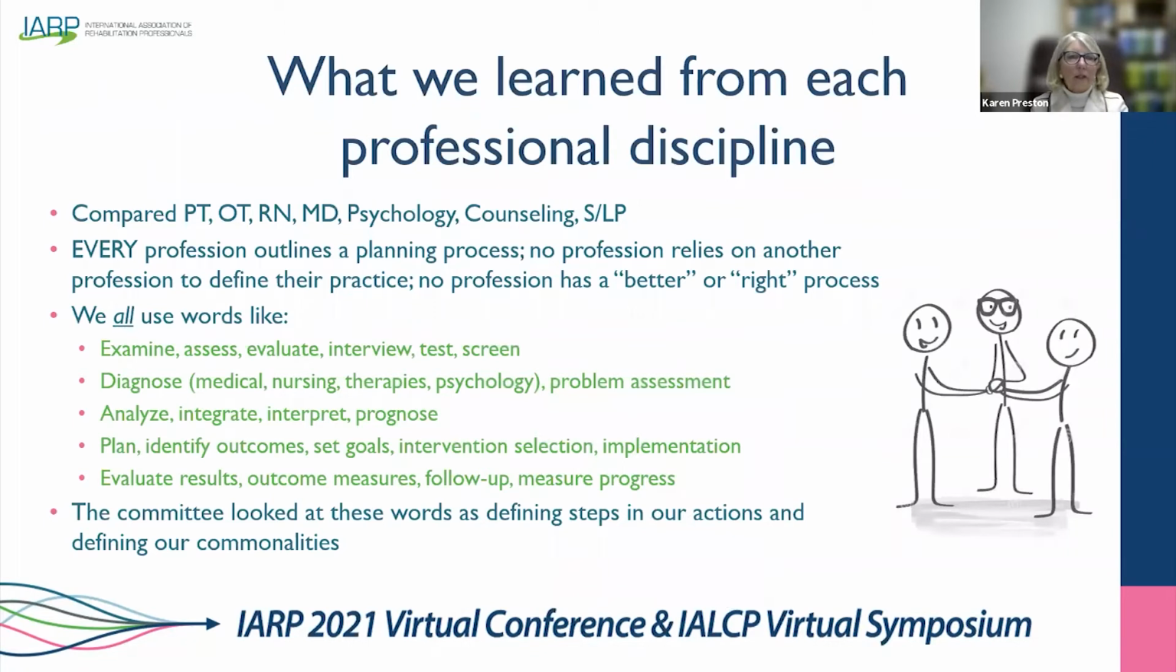And what we learned as we did this review, and we created our little chart of how all of the professions compare to each other, is that every profession outlines a planning process. So for any one profession to say theirs is right because they have a process and you don't, is on its face incorrect. Every single professional that's doing life care planning has their own standards and has defined their own process. Now, we don't all use the same words, but we did find that we all use words that are similar. And you'll see the 5 bullet points here in green.